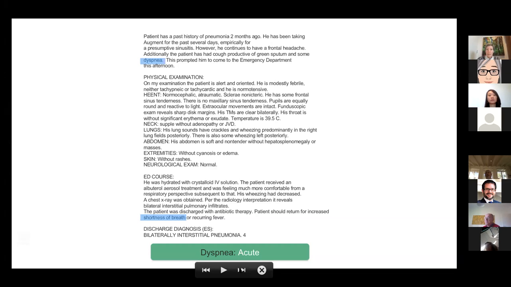Help me out here because a lot of people on the call probably didn't know what dyspnea was. It says dyspnea at the top, and then it says shortness of breath at the bottom. If you're going to build an NLP system to identify the dyspnea in this report, what do we need?